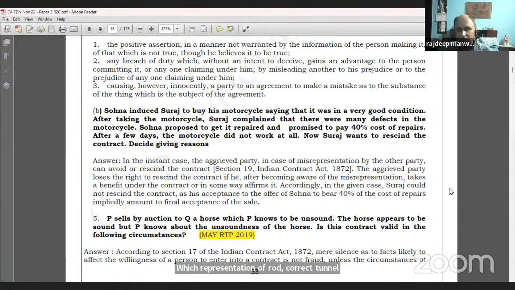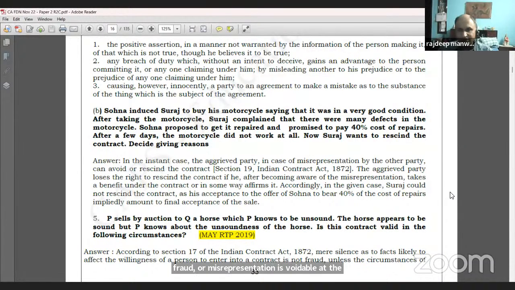In a good condition. Yeah. If he knows it was in a good condition, he thought it was in a good condition, then it is misrepresentation. But if he himself knew it was in a bad condition, it amounts to fraud. And any contract of fraud or misrepresentation is voidable at the option of the promisee. But I am just giving you the gist.